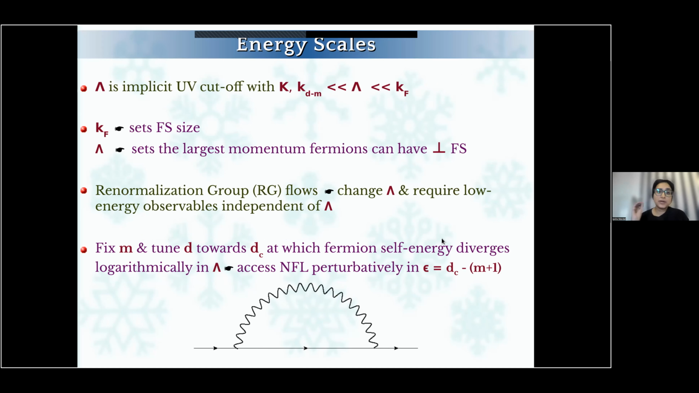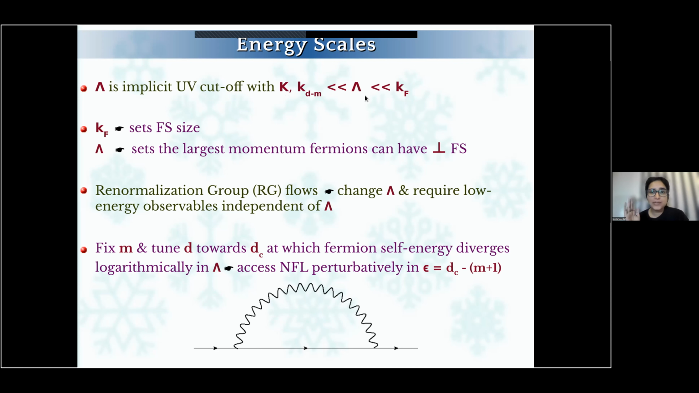Now, let me also remind you about the energy scales that we have in our theory. I have talked a lot about ultraviolet, infrared mixing, and so on. So let us try to identify these scales. We have a Wilsonian cutoff lambda, which is the implicit Wilsonian UV cutoff, such that all the momenta in the theory, all the perpendicular momenta, which is this capital K and K_{d-M}, must be much less than the Wilsonian cutoff lambda.